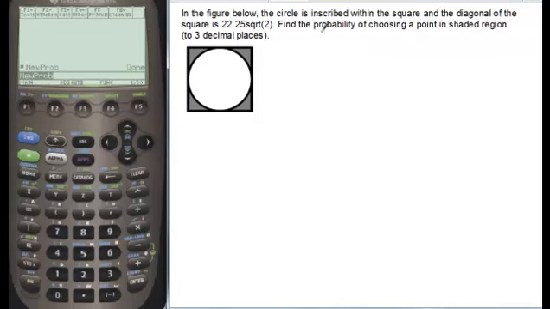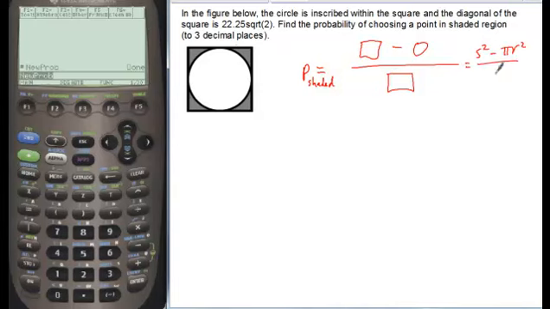In this problem, we're looking to find the probability of choosing a point in the shaded region. So the probability of the shaded region is going to equal the shaded portion, which is the square minus the circle, over the entire set of areas, square and circle combined, which is just the outer shape, the square. So here really what we're looking to do is take the area of the square minus the area of the circle, all divided by the area of the square.